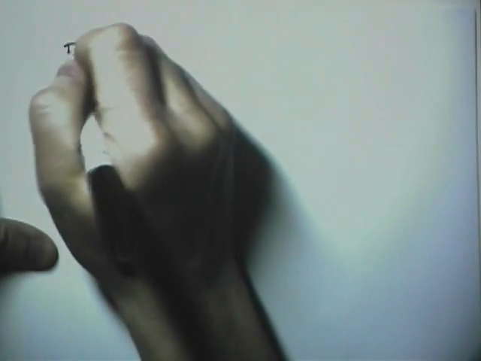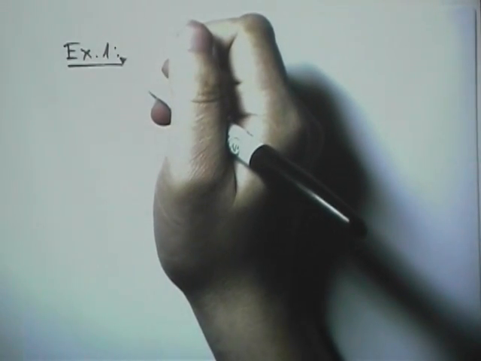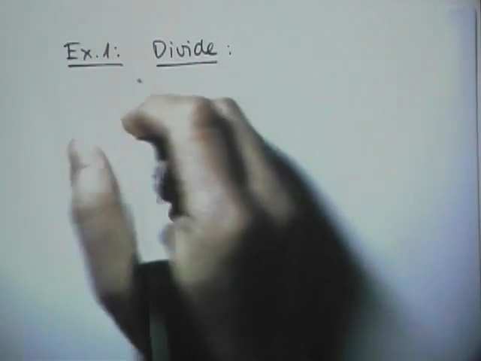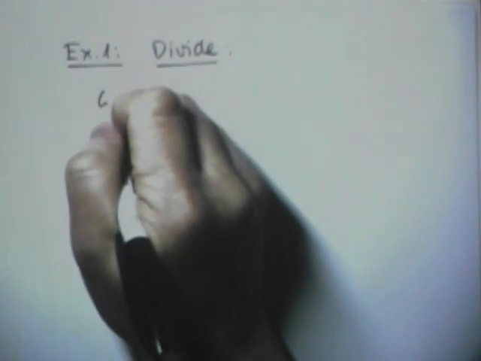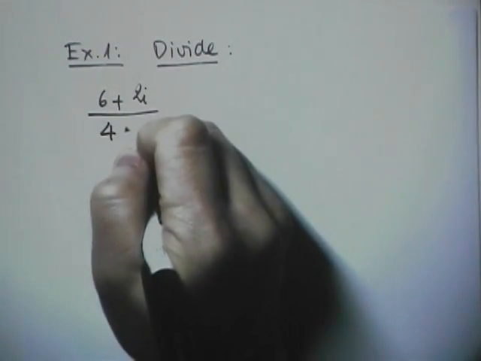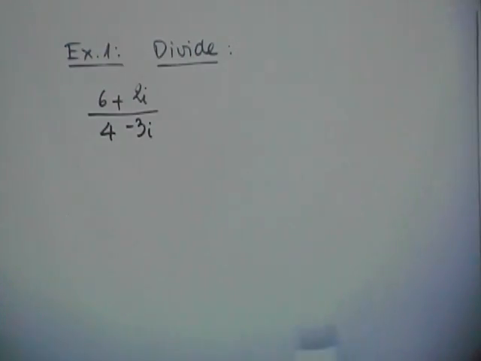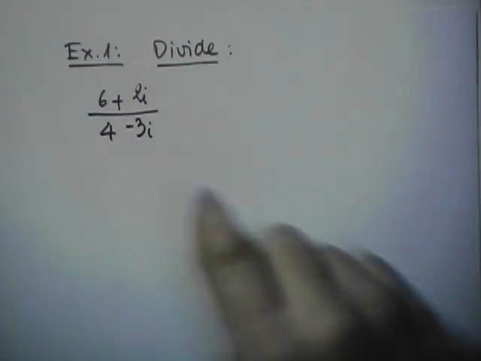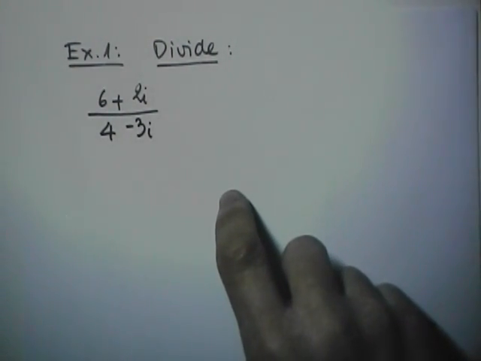So let's look into a formal example of dividing complex numbers here. So my first example for today, my example 1 for today. Okay, so how about we have, let's say we're trying to do, let's try to divide. So we got 6 plus 2i, right, divided by 4 minus 3i. Okay, so I want to divide these two complex numbers here.